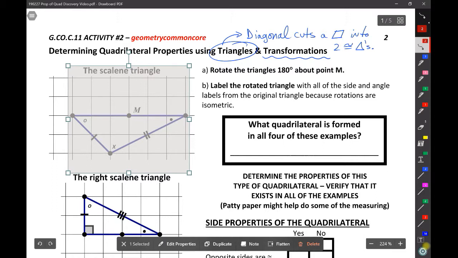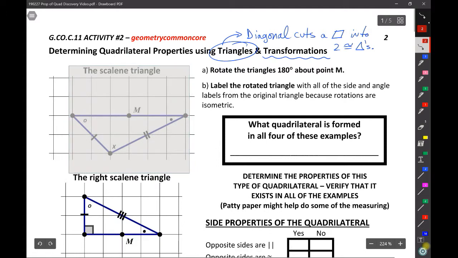And then on your patty paper, you are going to trace the triangle and create all of the markings. So you're going to put the angle markings in there and the congruency markings and all that stuff. You're going to trace the triangle and put that all in there.